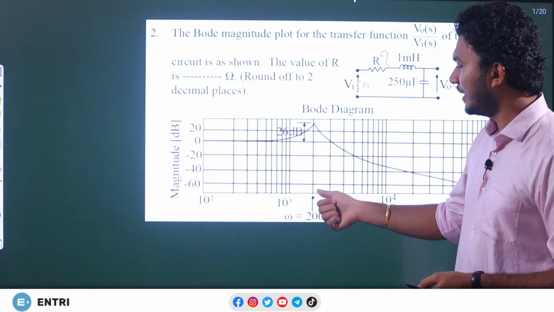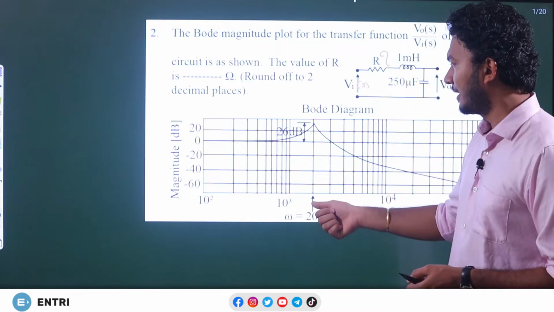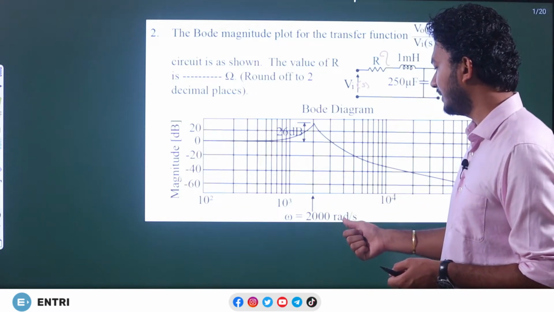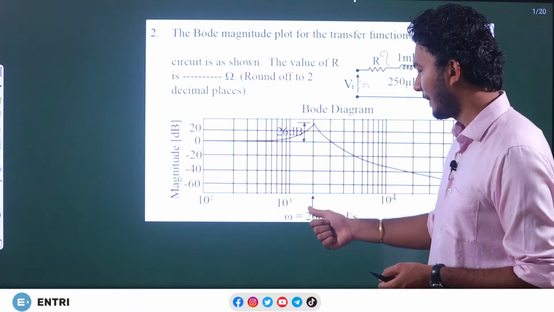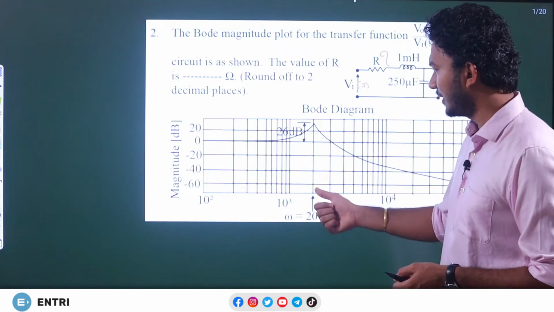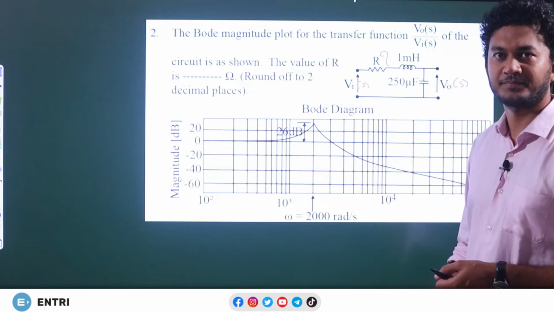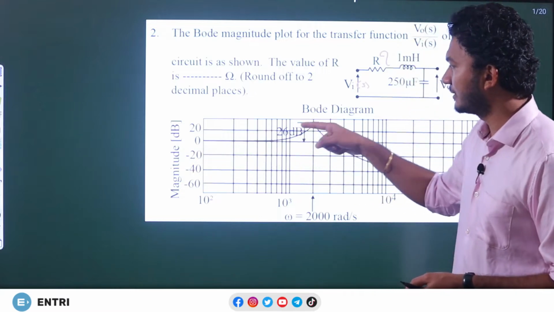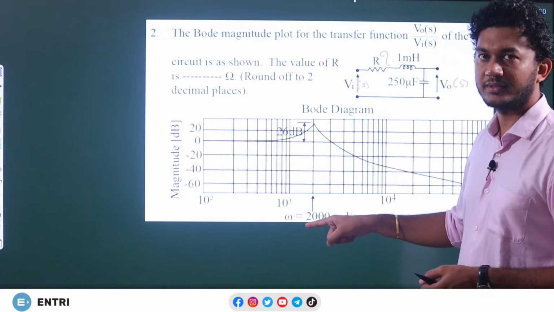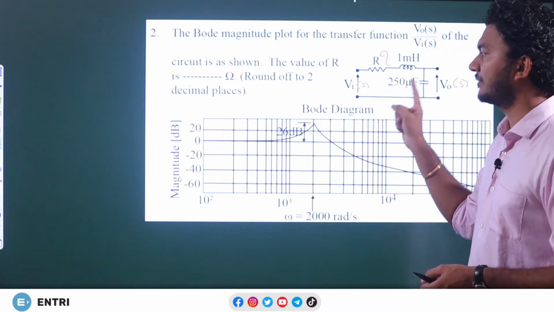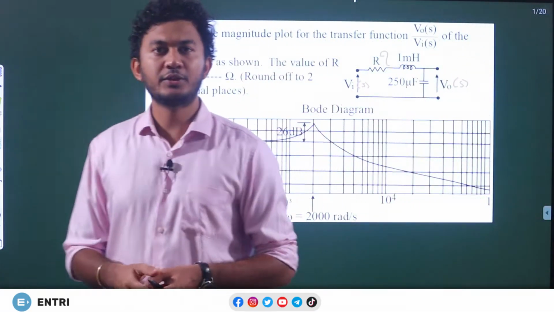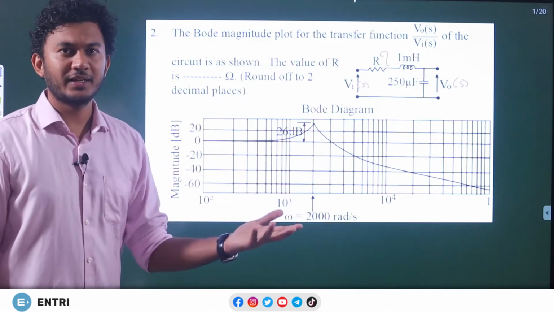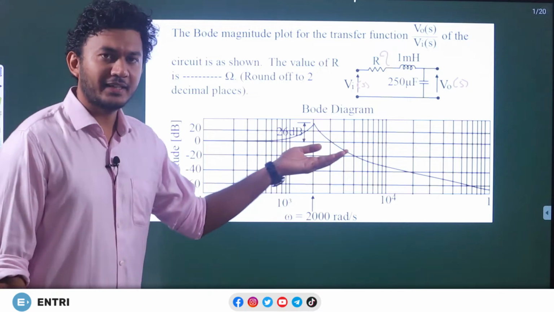And what is the information we are getting from here? At omega equal to 2000 radian per second, or 2k radian per second, your dB is 26. So that information is very important. Your magnitude is 26 dB at omega equal to 2000. So in the transfer function, if you substitute omega equal to 2000 and the magnitude equal to 26 dB, you will get the answer. This is a direct question.